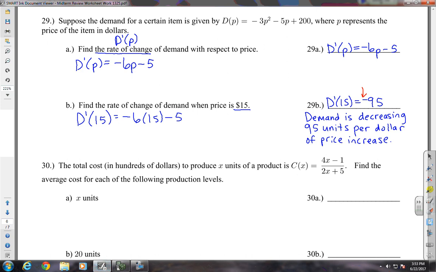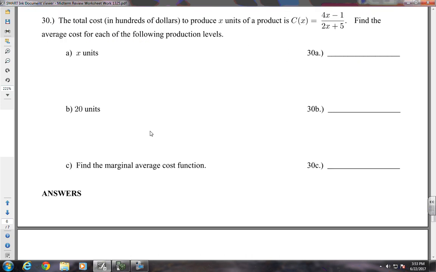We have finally arrived at the last problem on our midterm review worksheet. You thought we would never get there. Let's cross the finish line here. The total cost in hundreds of dollars to produce x units of a product is C of x equals 4x minus 1 over 2x plus 5. Find the average cost for each of the following production levels.